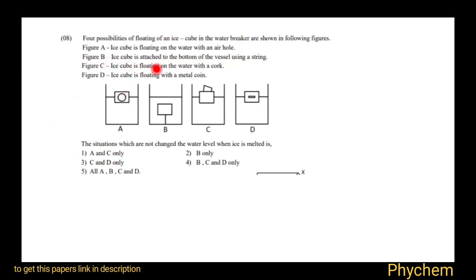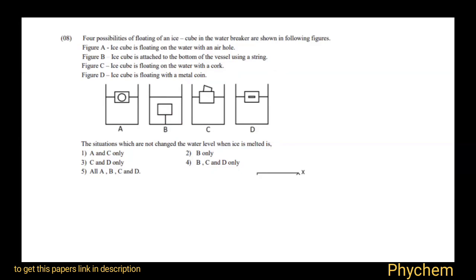The ice cube is attached to the bottom of the vessel using a string. Okay, in figure B, you attach the ice cube using a string. Ice cube is floating on the water with cork. Ice cube is floating with a metal coin. Okay, this completely depends on the Archimedes principle question.